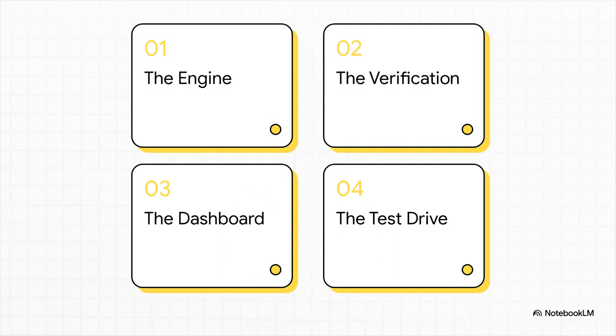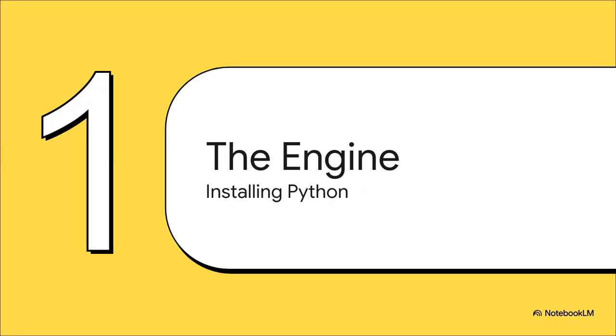So here is our simple four-phase roadmap for today. 1. The engine, where we install Python. 2. The verification, where we test it. 3. The dashboard, equipping Visual Studio Code. And 4. The test drive, where you run your very first program. Let's jump right in. Phase 1, the engine, installing Python.